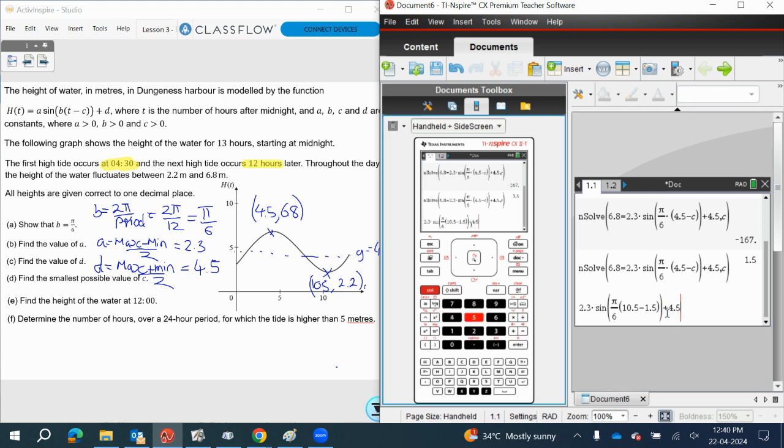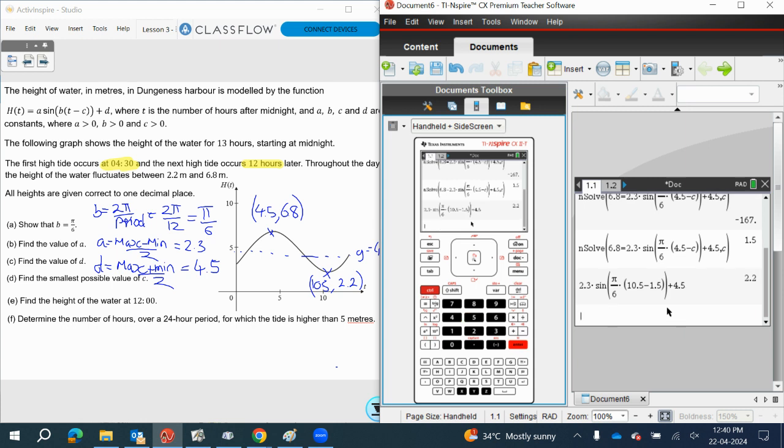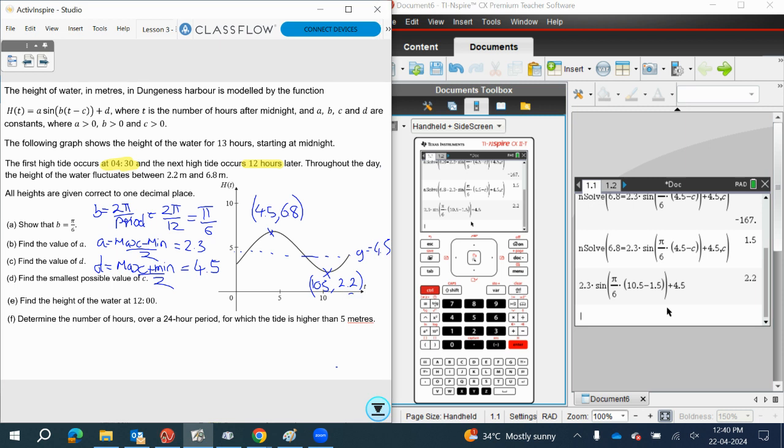So there's my function, and into my function, I'm testing to see if my C value is accurate. I want to see it come out at 2.2. I've just verified that my C value and my function is correct. When I put in the 10.5, I'm getting this Y value here. That's a useful strategy. So we've got C equals 1.5.